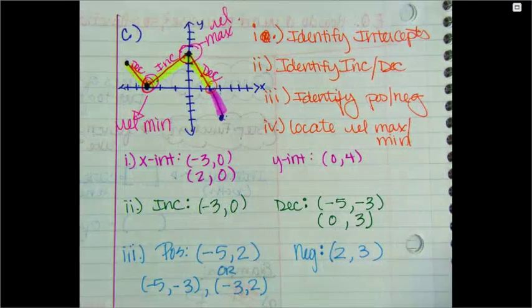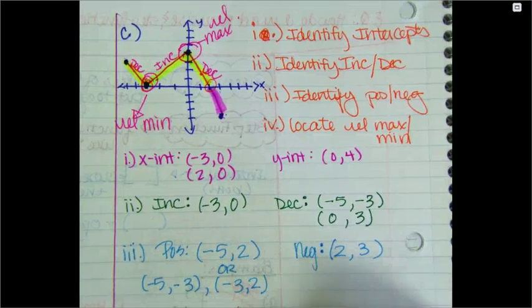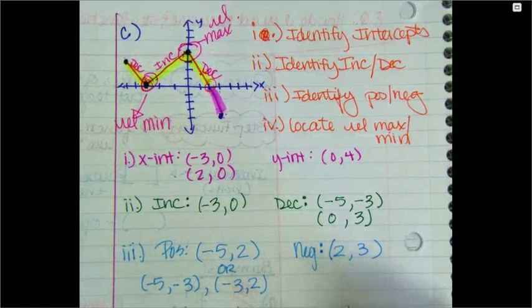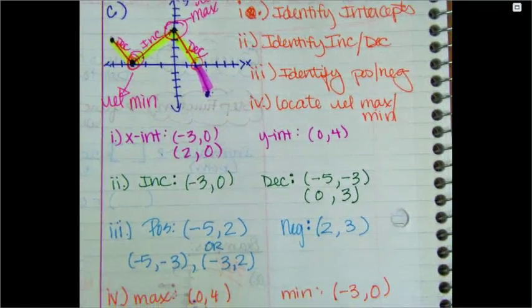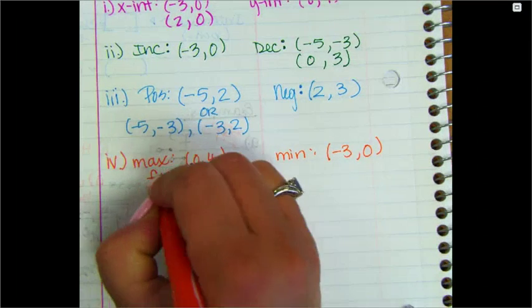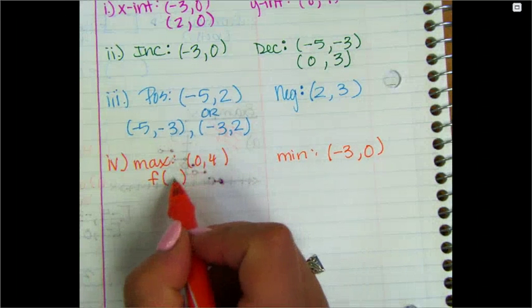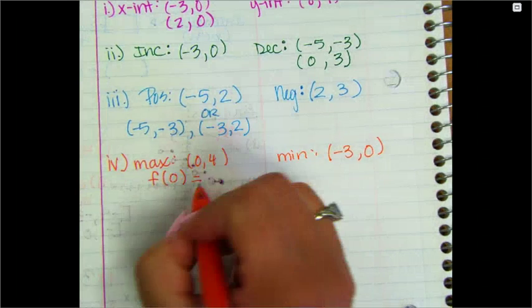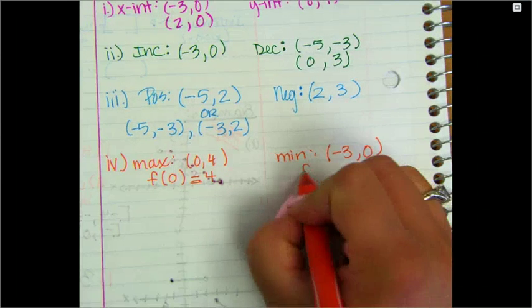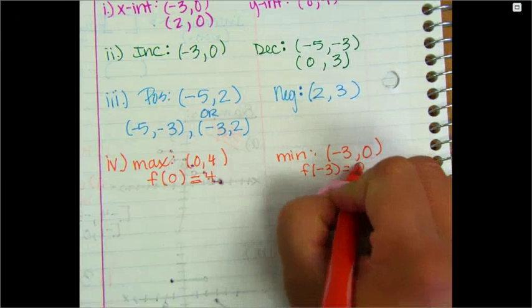So your relative max was 0.4, and your relative min was -3.0, which was a little confusing, but it's okay. So if I want to write this in terms of f of x, what's our x that goes inside the parentheses? f of 0 equals how much? Good. And over here, f of negative 3 equals what? Good.